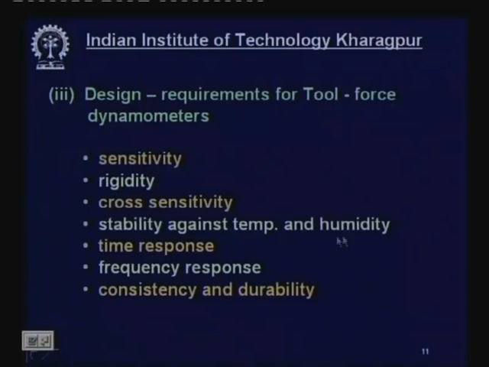Next, stability against temperature and humidity. Now, the temperature changes in the environment. Besides that, due to the cutting action, a lot of heat is produced. That heat is transmitted into the tool or this transducer. Therefore, the dynamometer should be such that it is not affected much by temperature within the range. And it should also not be affected by humidity. So proper protection has to be taken.